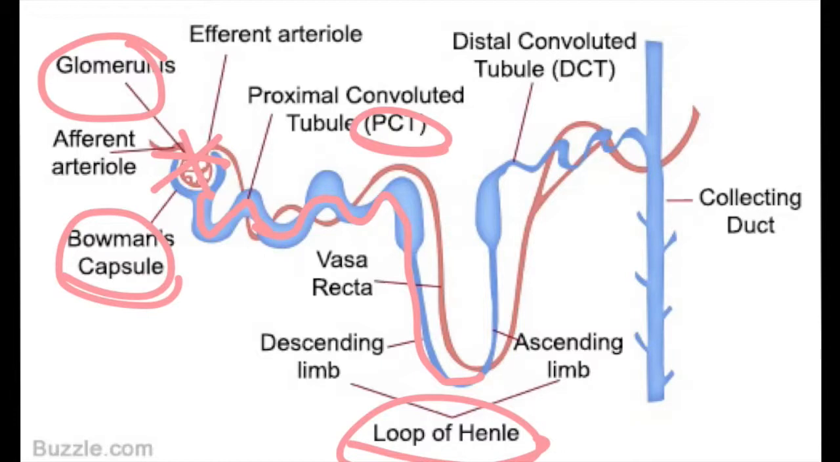After the loop of Henle, waste is moved to the distal convoluted tube, otherwise known as the DCT, then moved to the collecting ducts, and the remaining filtrate is now called urine. The urine moves into the bladder by the ureters and sits there until sphincter muscles release it.